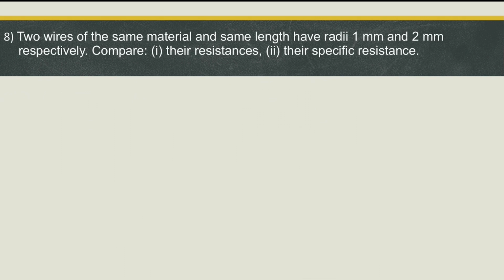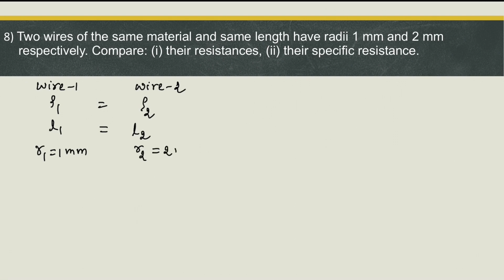Next question. Two wires of the same material and same length. Okay. Wire 1, wire 2. Now they are having same material, meaning their resistivities will be the same. So rho 1 is equal to rho 2. They are having same length as well. So L1 is equal to L2. Have radii 1 millimeter and 2 millimeter respectively. So radius of wire 1 is 1 millimeter. Radius of wire 2 is 2 millimeter.